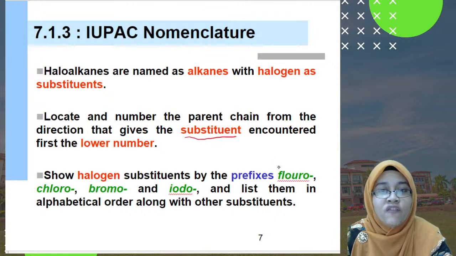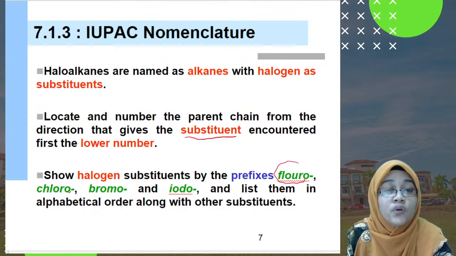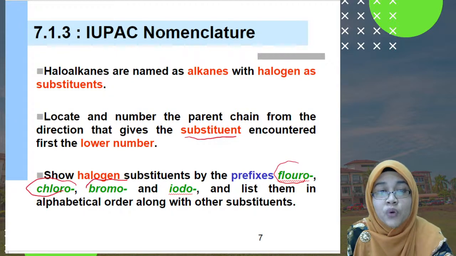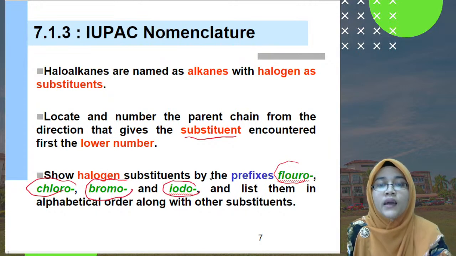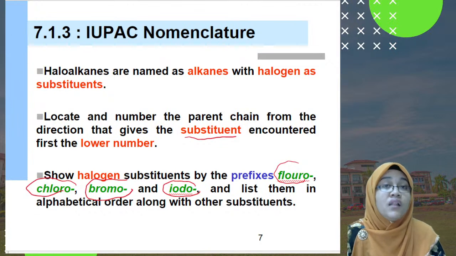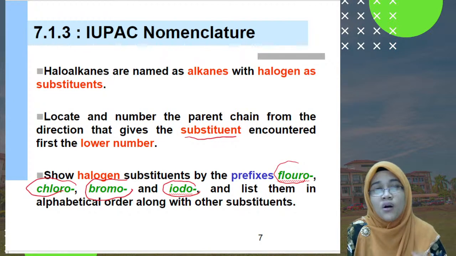When you have fluorine, we call it fluoro as a substituent. When you have chlorine, chloro. When you have bromine, we call it bromo. When you have iodine, we call it iodo. Okay, and list them in alphabetical order along with the number of the substituent.